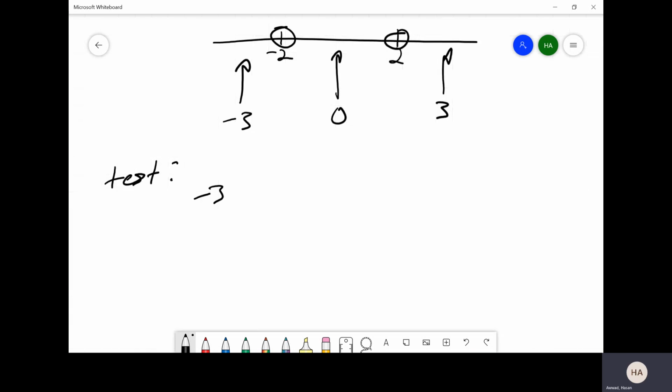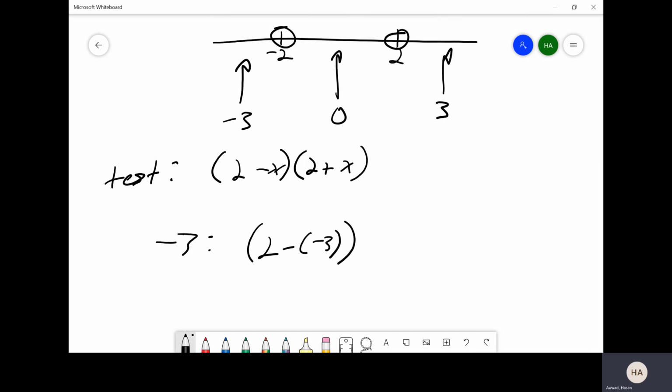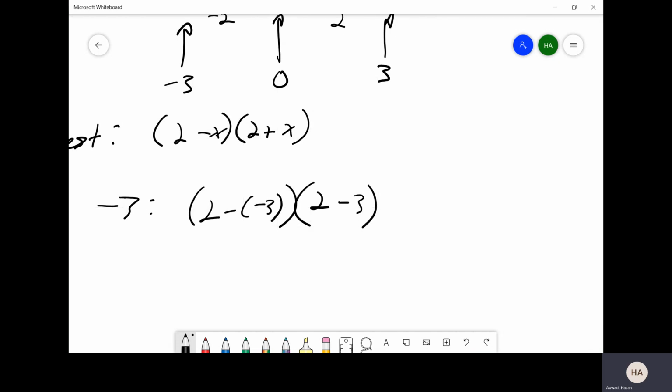And when we test -3, just to rewrite this again, our factored version is 2 minus x and 2 plus x. So that's what we're plugging into here. And so when we plug in -3, we have 2 minus a -3 and 2 plus a -3. So 2 minus a -3, we can simplify this down. This is 2 plus 3.